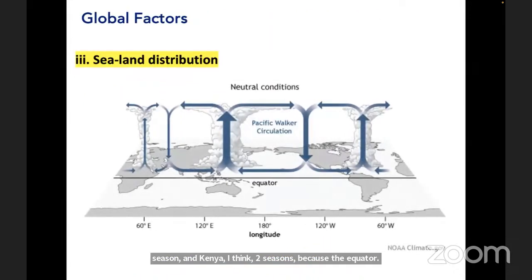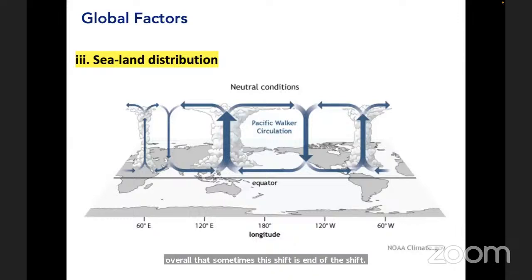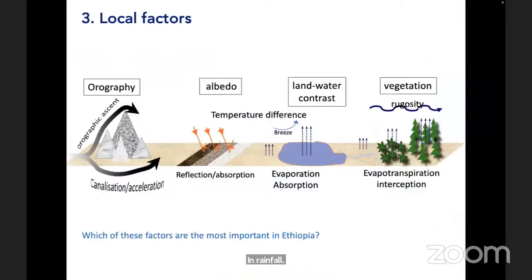We also looked at what we call zonal circulation on the earth, and where air rises, leading to rainfall, and where it sinks, it leads to dryness. So this overall, and that sometimes this shifts, and the shift results in disruption in rainfall over different parts of the globe. So today, that was yesterday, today we will look at local factors.